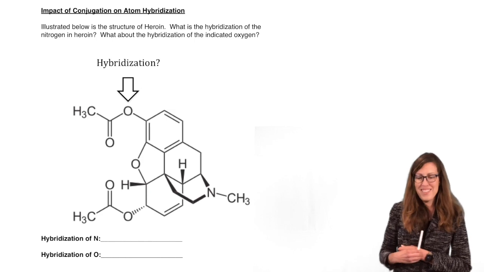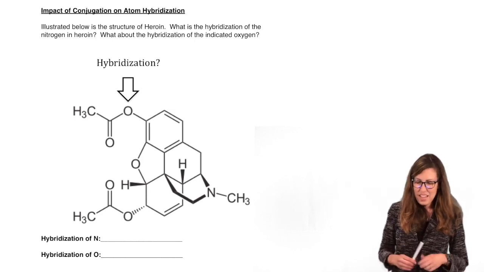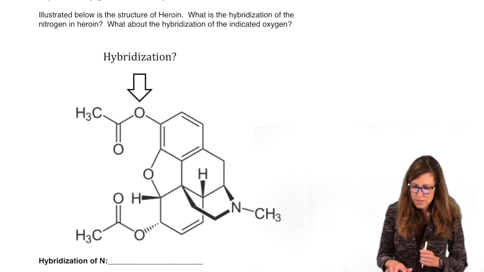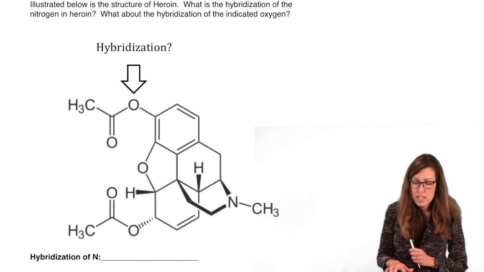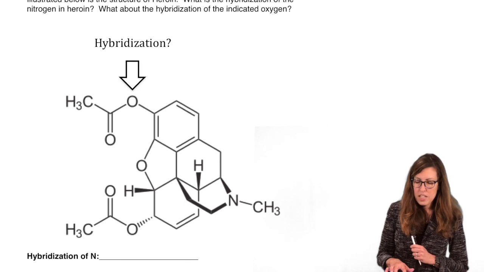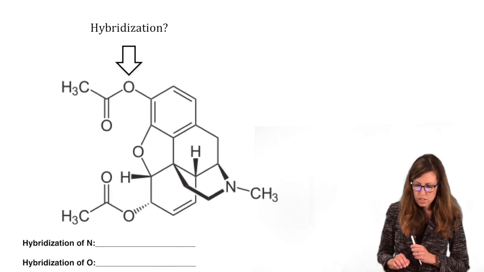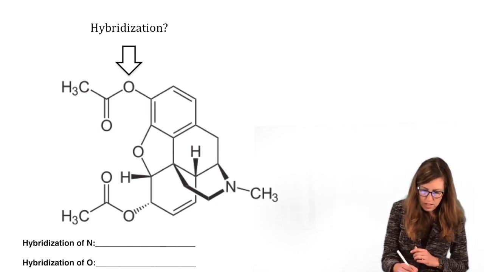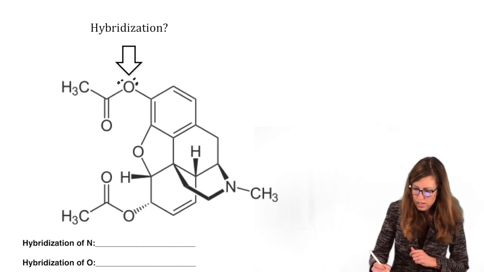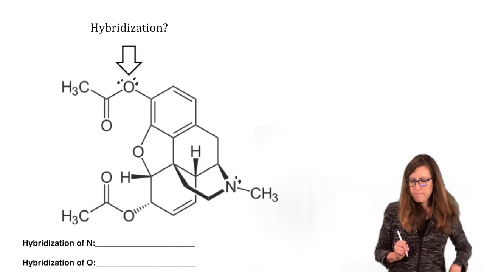So here's heroin, and let's see if we can kind of justify what's going on here. It says, what is the hybridization of nitrogen in heroin? What about the indicated oxygen? So that's a huge arrow to that oxygen, because there's more than one oxygen. So let's start with the nitrogen. I always say draw lone pairs when you have a heteroatom, because that can trip you up. So there's the oxygen lone pairs. Nitrogen's only missing one lone pair.